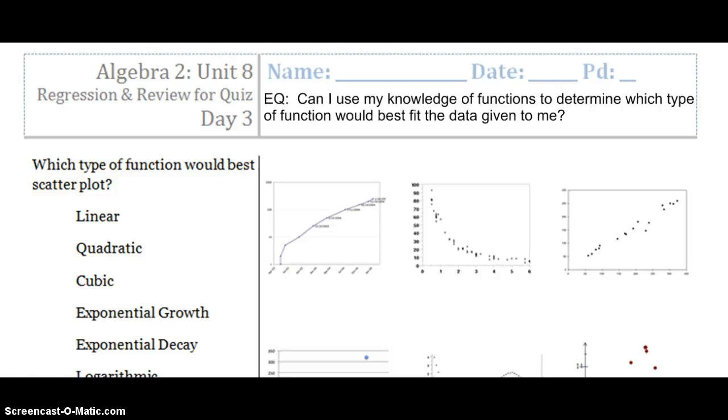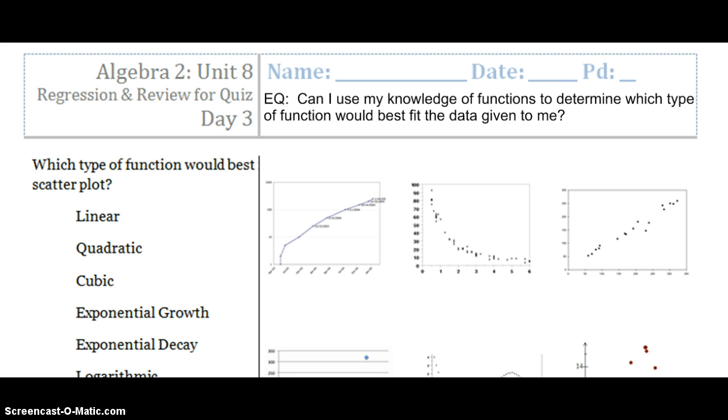Hello, Algebra 2. Tonight's topic is Unit 8, Day 3, or 8.3. And we're going to be reviewing regression. We have two new topics to look at, two new functions that could have regression equations. Also, at the end of the video, I'll have a few questions to help you review for the quiz next class.